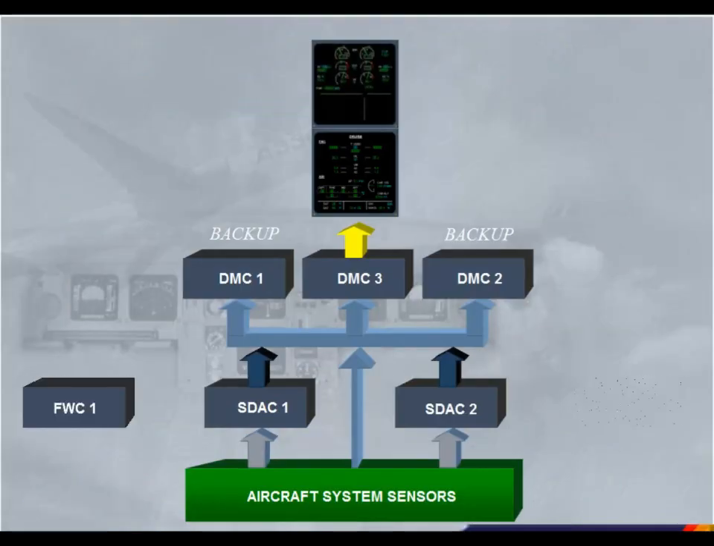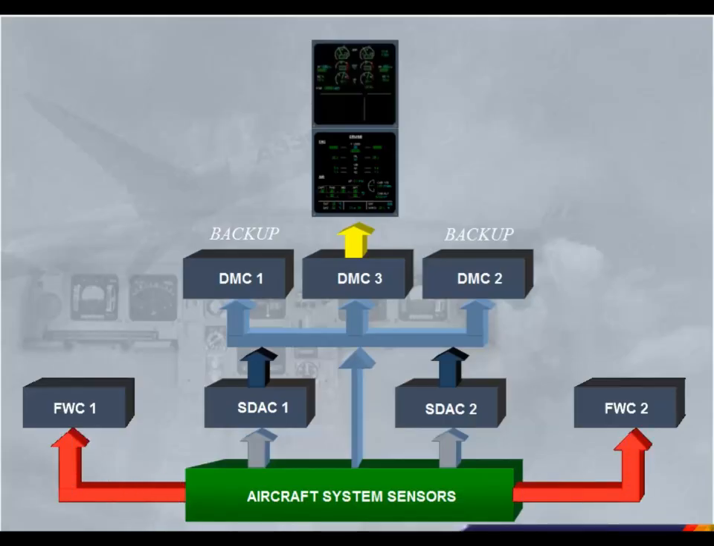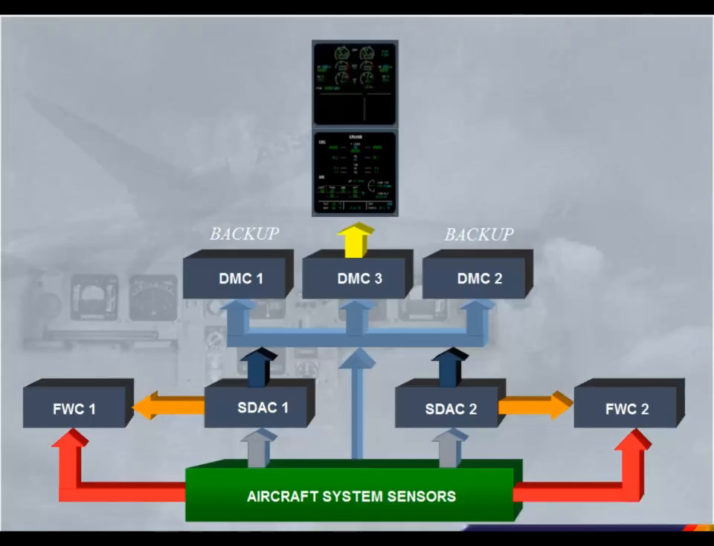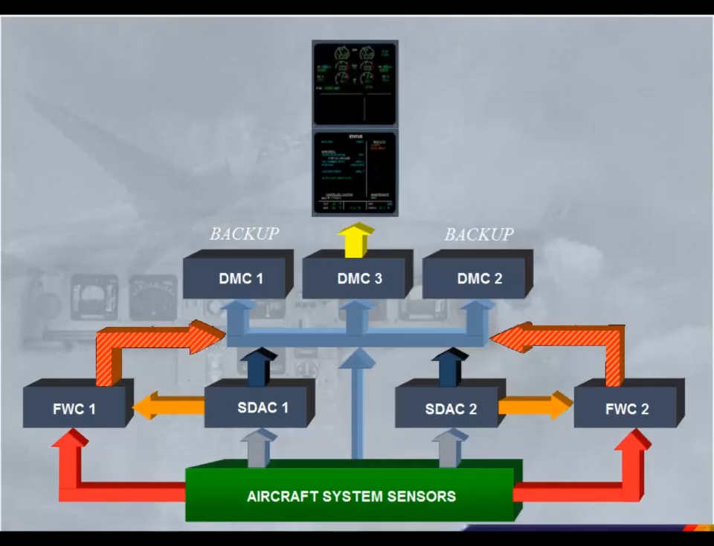The two identical flight warning computers, FWC, receive data from the aircraft system sensors to generate red warnings and the SDACs to generate amber cautions. The flight warning computers then supply the DMCs for the display of alert messages, the attention getters, and the loudspeakers for oral alerts and synthetic voice messages.